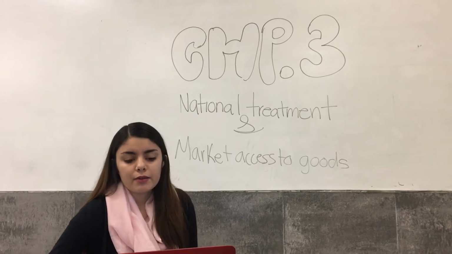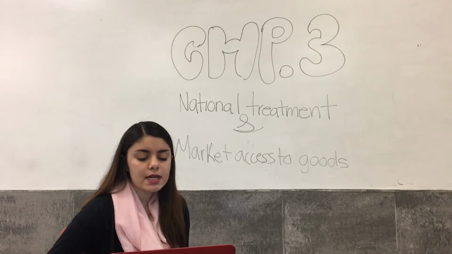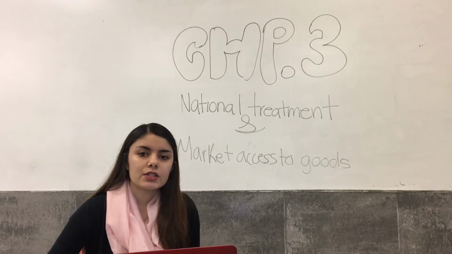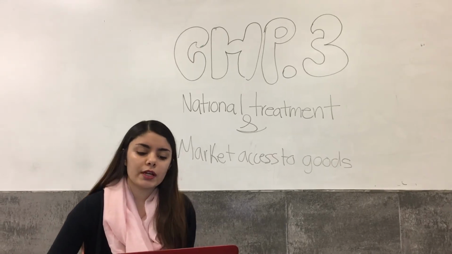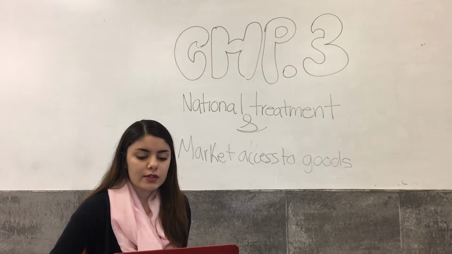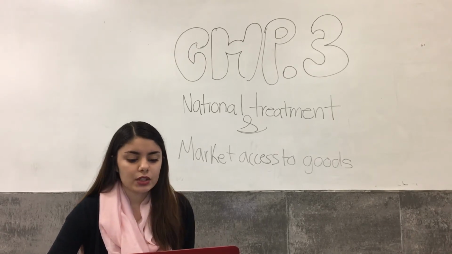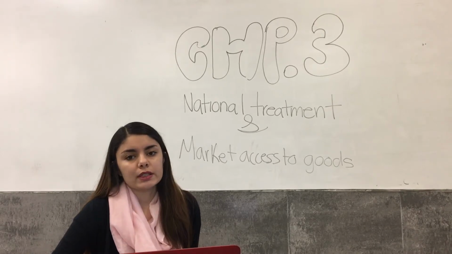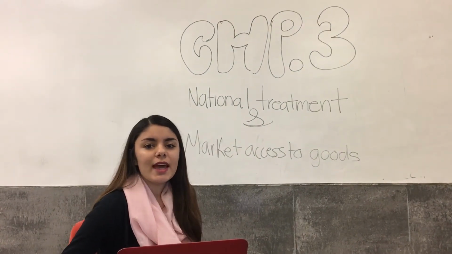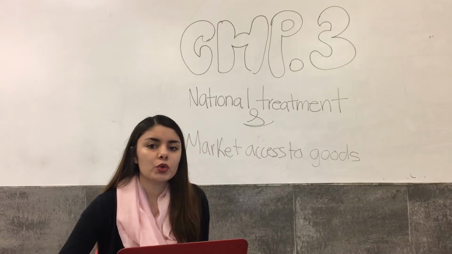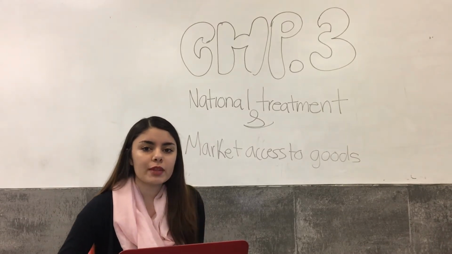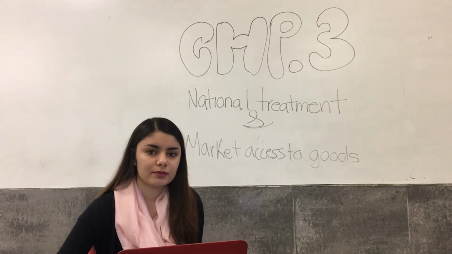This chapter is divided into 5 sections: Section A talks about national treatment, Section B talks about tariffs, Section C talks about non-tariff measures, Section D talks about consultations, and Section E talks about definitions. Basically, this whole chapter is oriented to try to eliminate and to prohibit the creation of new barriers that could affect the trade between these 3 countries.